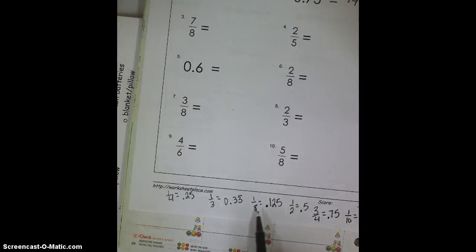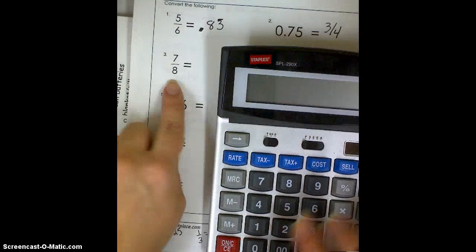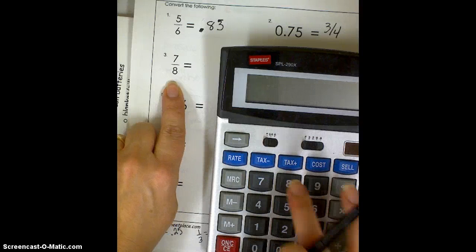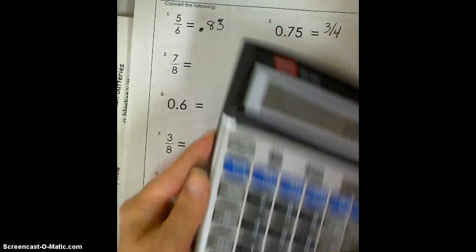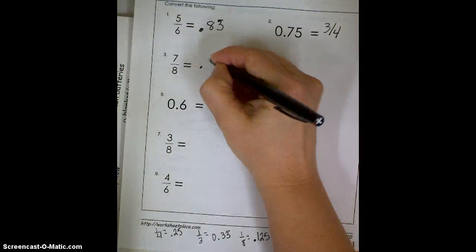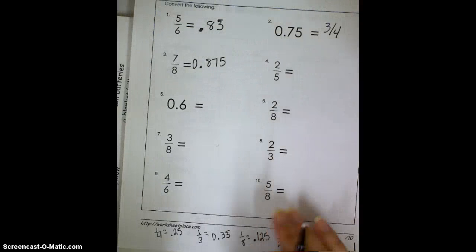You can see 1/8 is 0.125, so 7/8 would be adding it up 7 times, or if you want to use the calculator, you can. 7 divided by 8, and it will equal 0.875. Some kids like that 0 in there, and that's okay too.